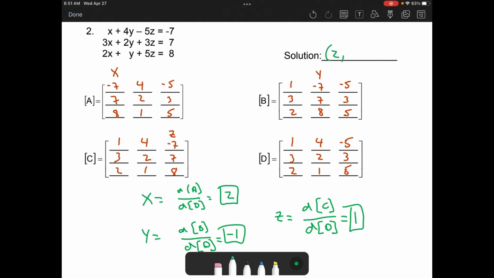Write our solution, ordered pair, technically not a pair, ordered triplet, X, Y, and Z. That is how we solve a system of equations using Cramer's rule that's based on the determinants of matrices.